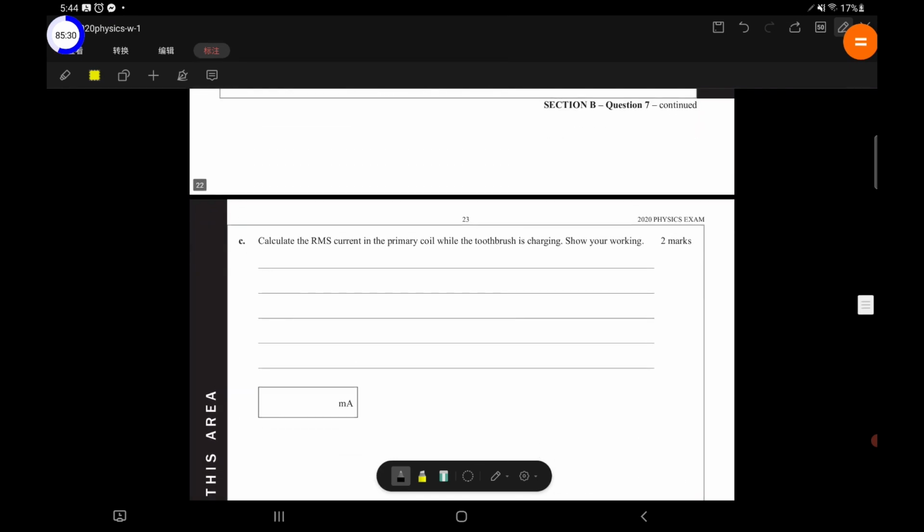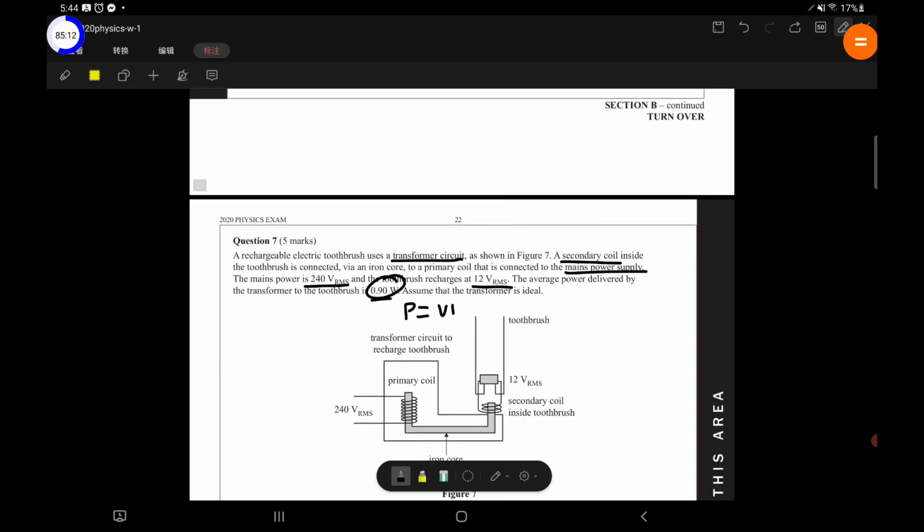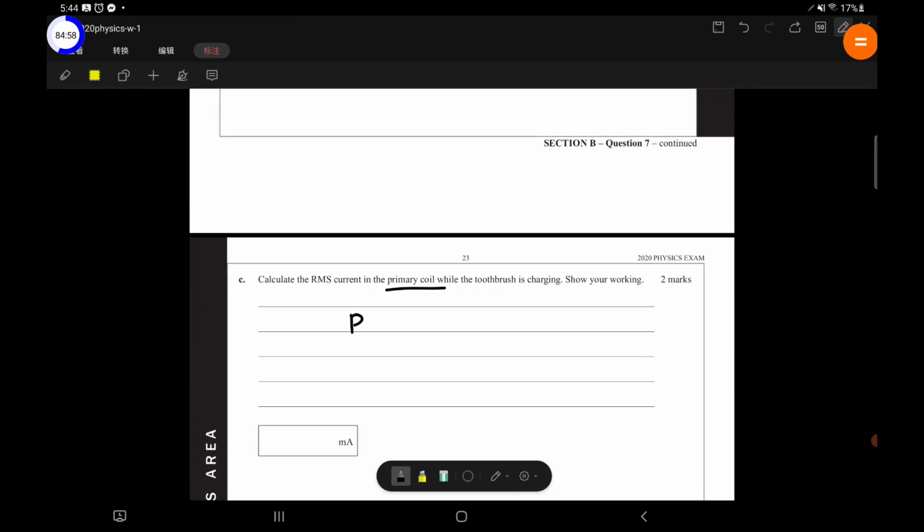Now we're trying to find the current in the primary coil. So what do we know? We know the power. Power relates to current, right? So we know the power in the secondary coil, which relates to current, right? The power in the secondary is the exact same as the power in the primary coil, by the way. And we also know the voltage in the primary, so that's something we can use.